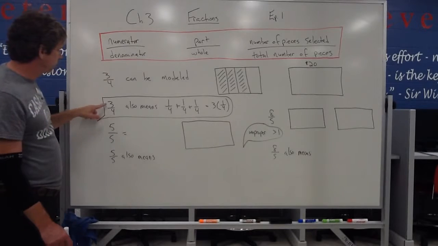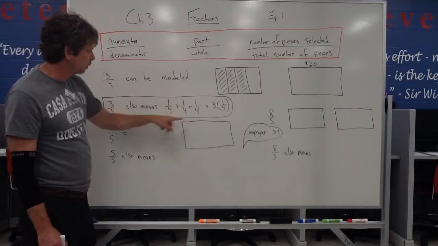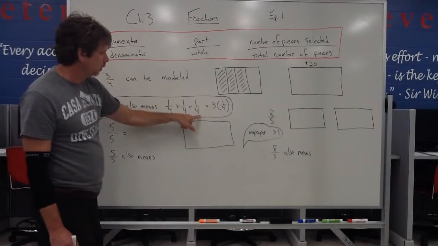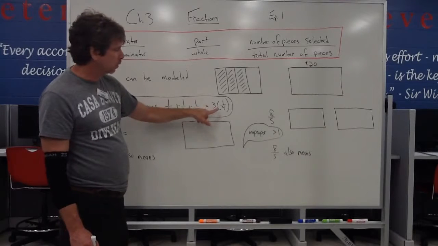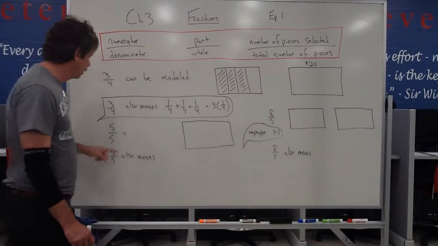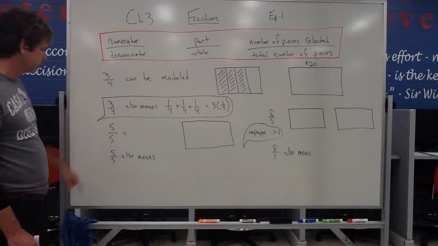Another way we look at this is 3/4 could also mean simply 1/4 plus 1/4 plus 1/4. So 3/4 literally means 3 of 1/4, which means I can also write that as a multiplication problem, 3 times 1/4. So these all mean the same thing. This is the simplest way to write it. Just write it as 3/4.